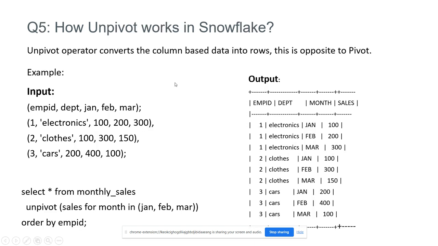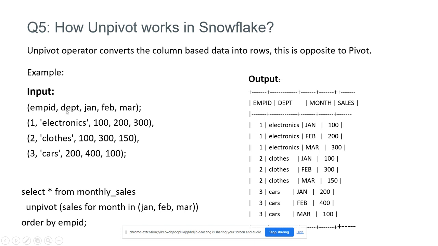Okay, so we have unpivot as well. The unpivot operator is simply the opposite of pivot. It will deaggregate the data. That means it will convert the column-based data into rows. So this is exactly the opposite of pivot.